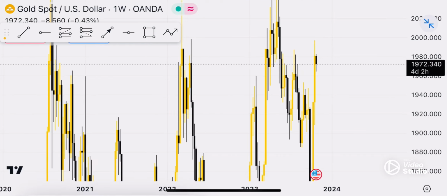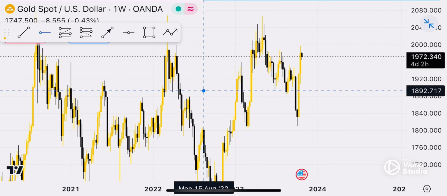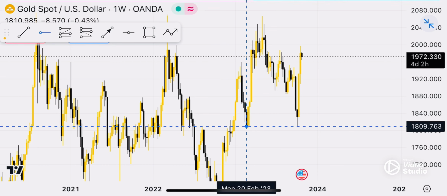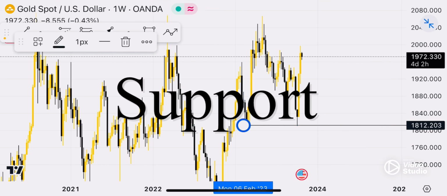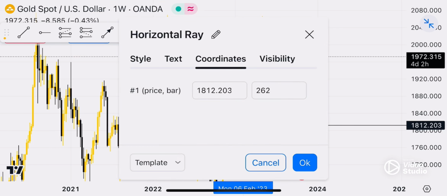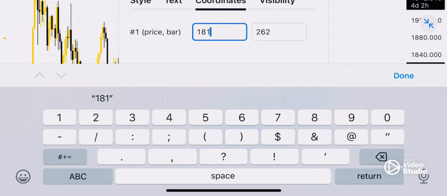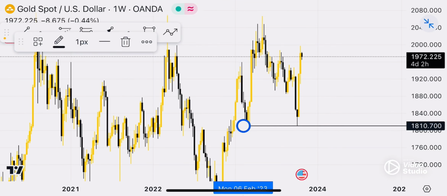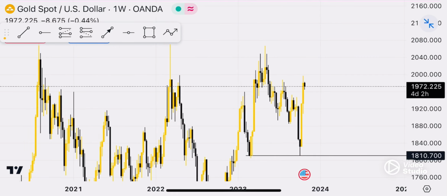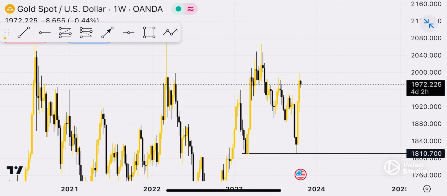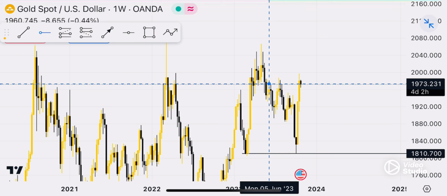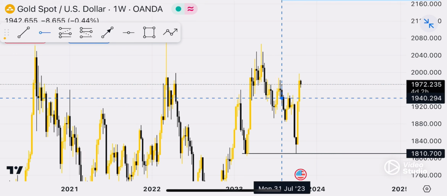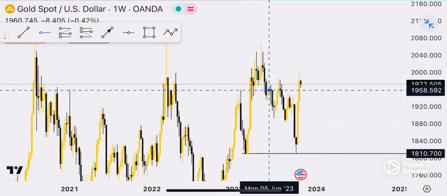On the weekly, my mentees and I anticipated a buy from this resistance. I'll just mark it out. This resistance is around 1870. That's where we anticipated the buy from, so we actually got everything right. After that, we also anticipated a buy to this area, which gold did. After that, we anticipated a buy to this area, which gold also did.